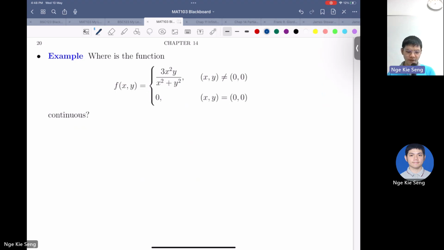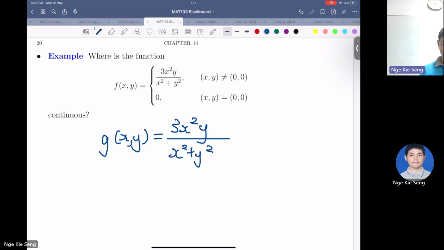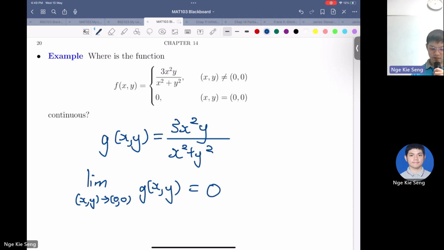But when I talk about function, let's call it g for this moment. I want to call the function I'm talking about, 3x squared times y over x squared plus y squared, g. So this function, we learned that the limit of this function going to the origin is just 0. Okay, just now we have shown it a few moments ago.